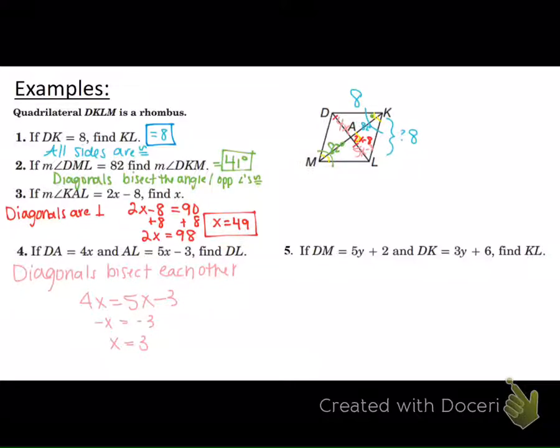But it doesn't say to find x, it says to find DL. DL is the total length. So that means that DL is the same as adding up both those pieces, 4x plus 5x minus 3, right? What can we sub in for x?